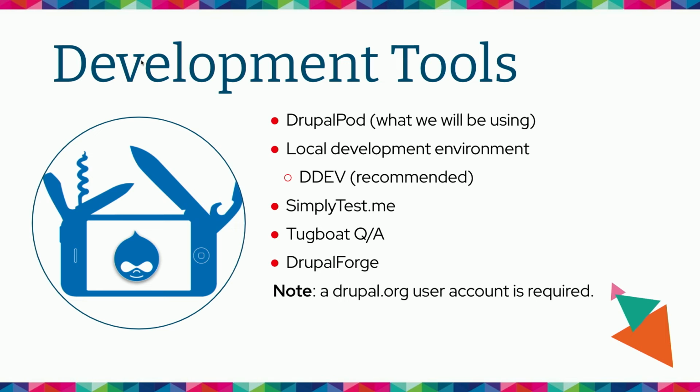There's also Tugboat QA, which is what is used for the previews on the issue queue. If you have a merge request, one of the great things about that is it allows the system to spin up a live preview. So you can then click on that and go and see it in action and find out whether or not it actually resolved it.